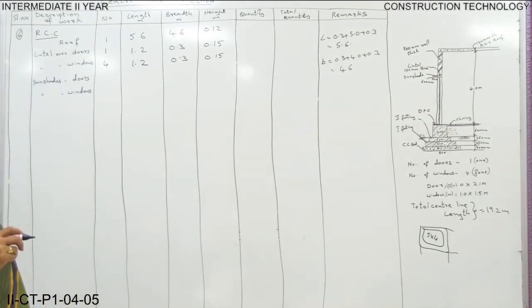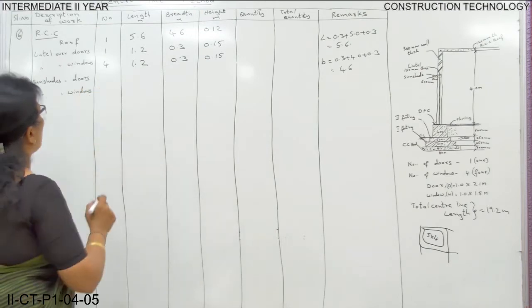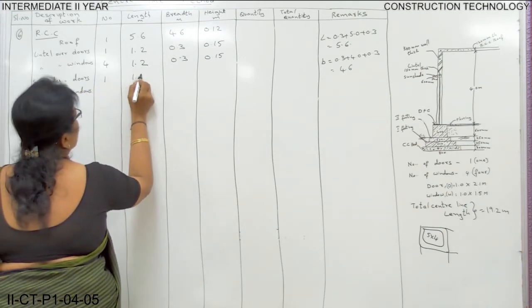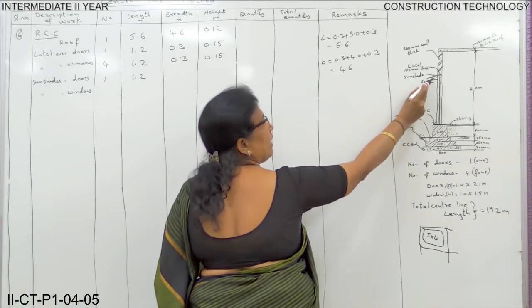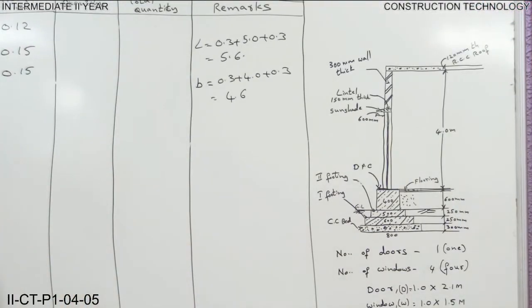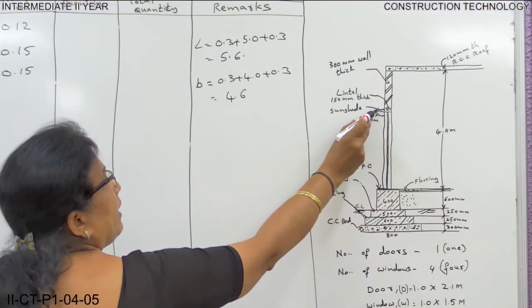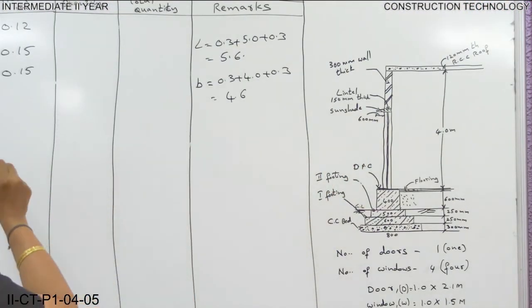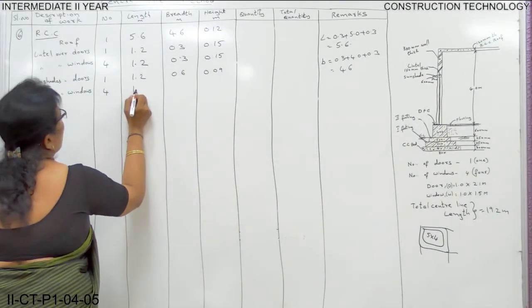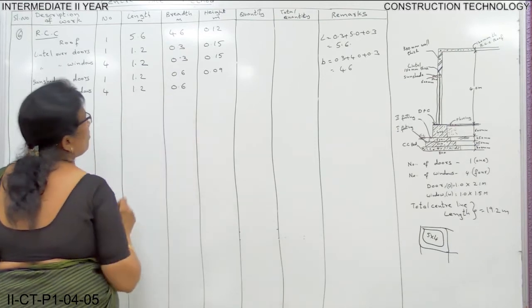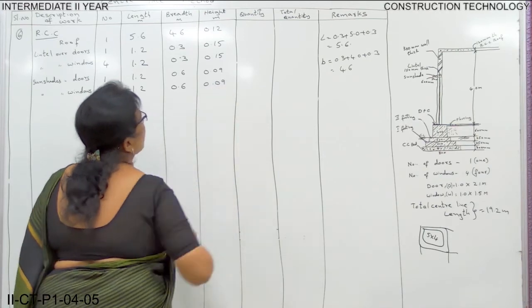Now coming to sunshades. Sunshades are placed over doors and windows. So number of doors is 1. Length is the same as lintel and breadth is given as 600 mm, that is 0.6, and the thickness of the sunshade is 90 mm. When you convert that to meters, it is 0.09 meters. And windows 4, length is 1.2, breadth is the same 0.6 and height is 0.09.